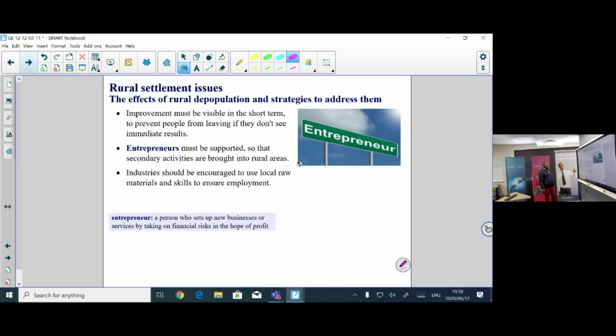Improvement must be visible in the short term to prevent people from leaving if they don't see immediate results. Entrepreneurs must be supported so that secondary activities are brought into rural areas. Industries should be encouraged to use local raw materials and skills to ensure employment.